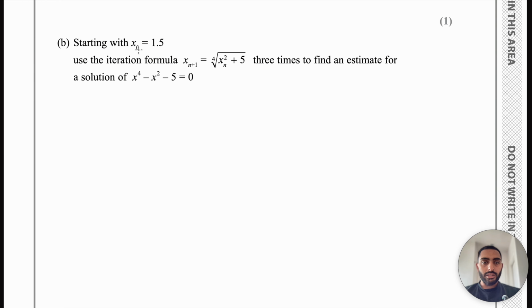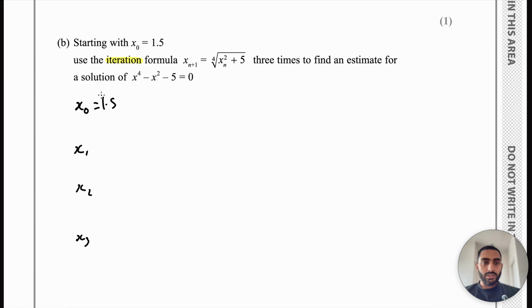Part B, starting with x0 is equal to 1.5. That's going to be my first value. Use the iteration formula, the 4th root of x squared plus 5, 3 times to find an estimate for a solution of x to the 4 minus x squared minus 5 equals 0. The key word here is iteration. That means I'm going to be repeating this 3 times. So I'm going to find x1, x2, and x3.